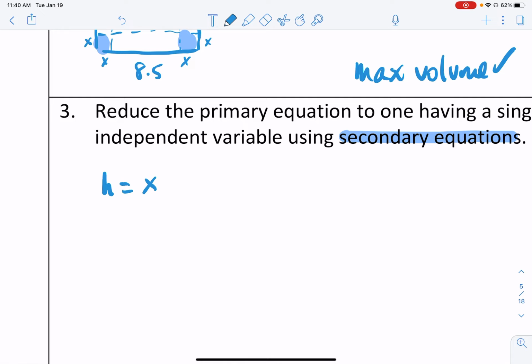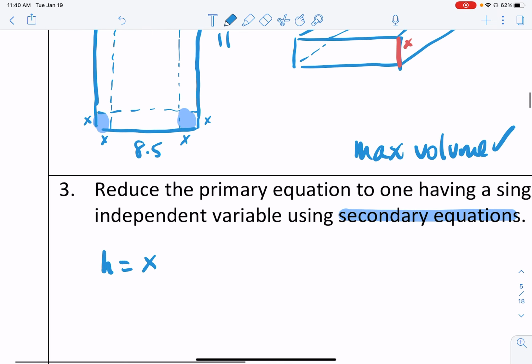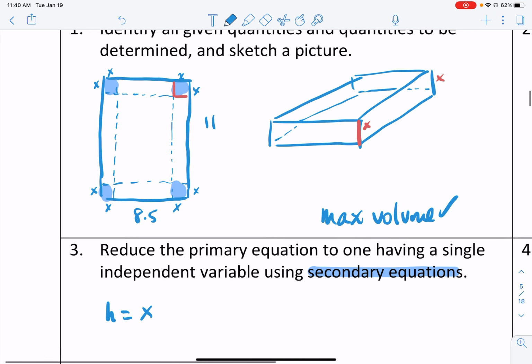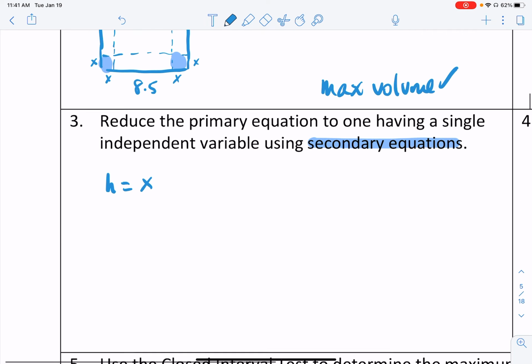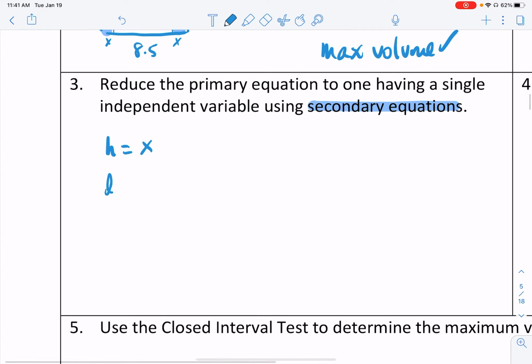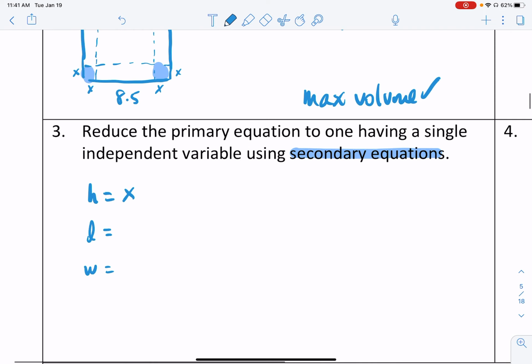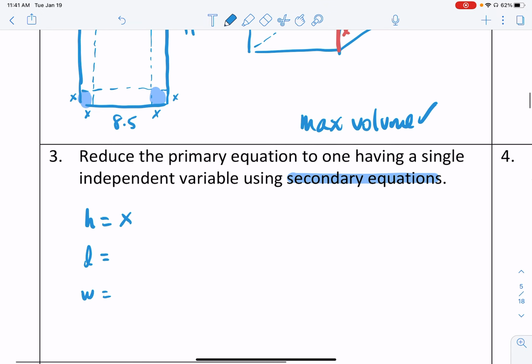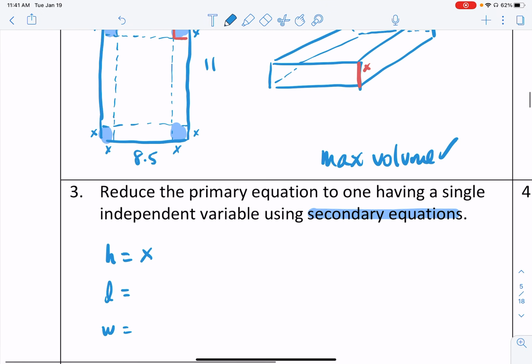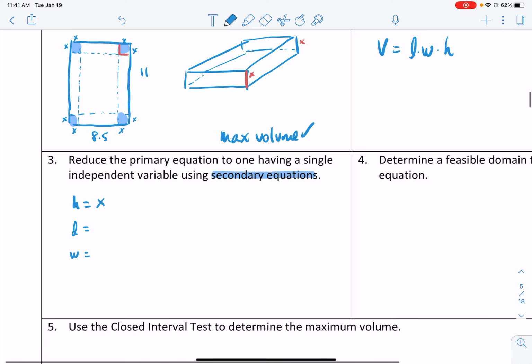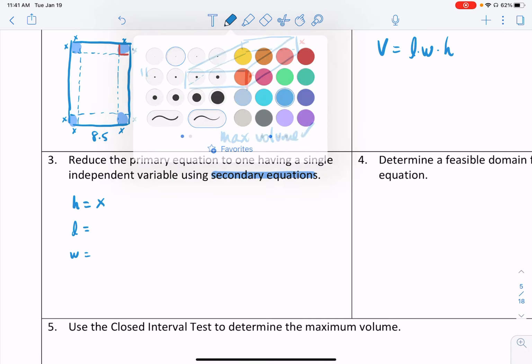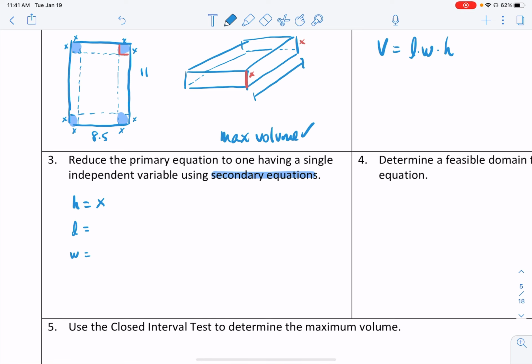So in other words, what I just did is I found my first secondary equation. We've got our height is going to be equal to x. I guess we could have just put it in terms of h, but I didn't. I put it in terms of x. That's what I wanted to do. Okay, so now let's see if we can rewrite each of the other quantities, length and width, in terms of that x. And then I'm going to have one equation with just a single variable in it. Well, a single independent variable, I should say.